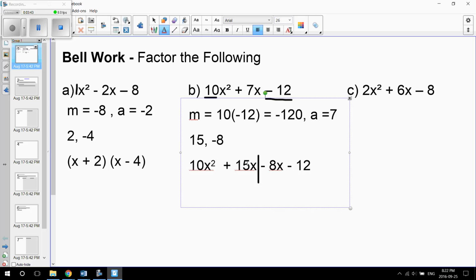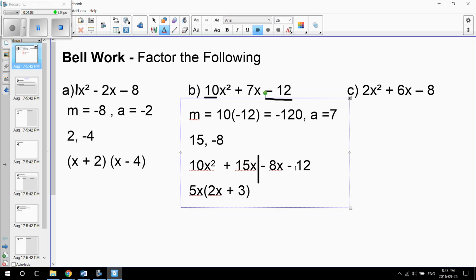and we do common factoring in each of those two halves. So looking at our first half here, we pull out a common factor. So hopefully you see that we can pull out a 5 from both of those numbers and an x from both of those numbers. So we divide them out. 10x squared divided by 5x leaves us with a 2x. And 15x divided by 5x leaves us with a positive 3.